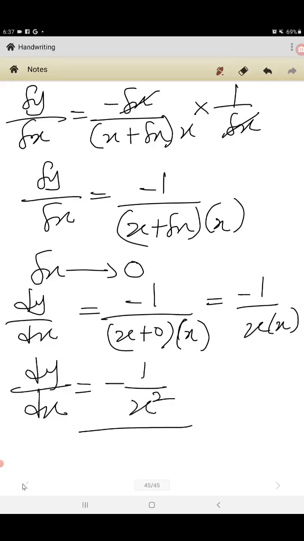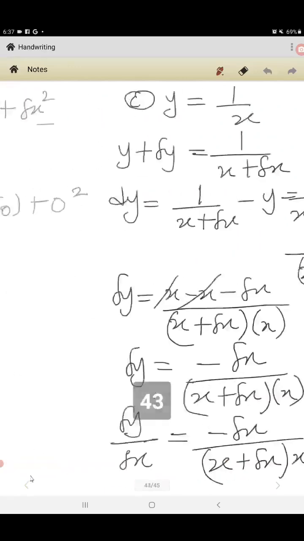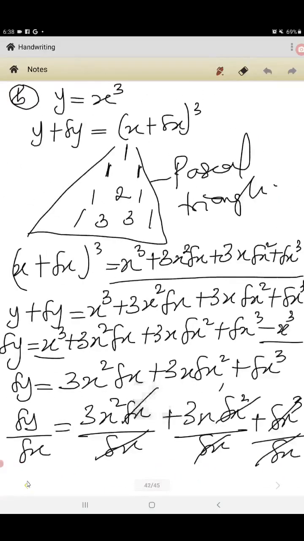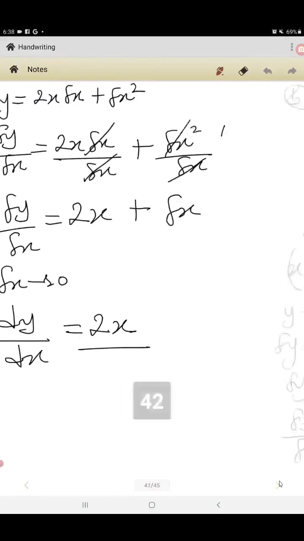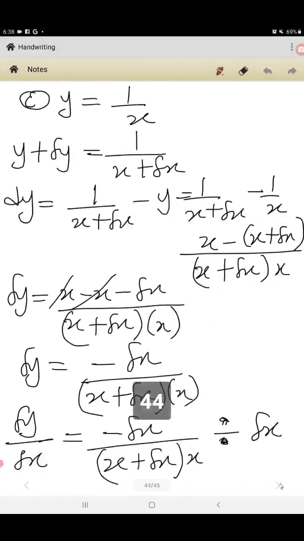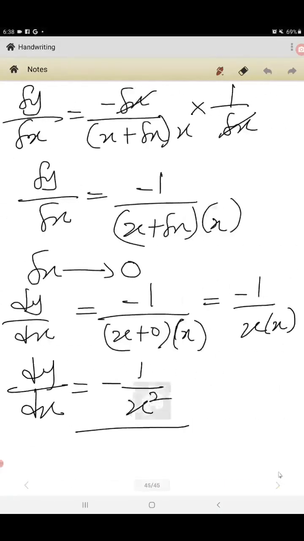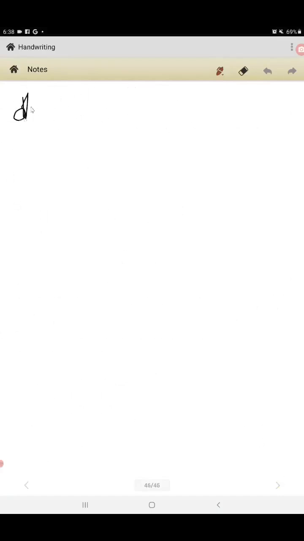So now let's go back to the next example. We are able to solve C. Let's solve D. How do we solve D? The D part is, he said differentiate from first principles if y is equal to C. This one is very simple.